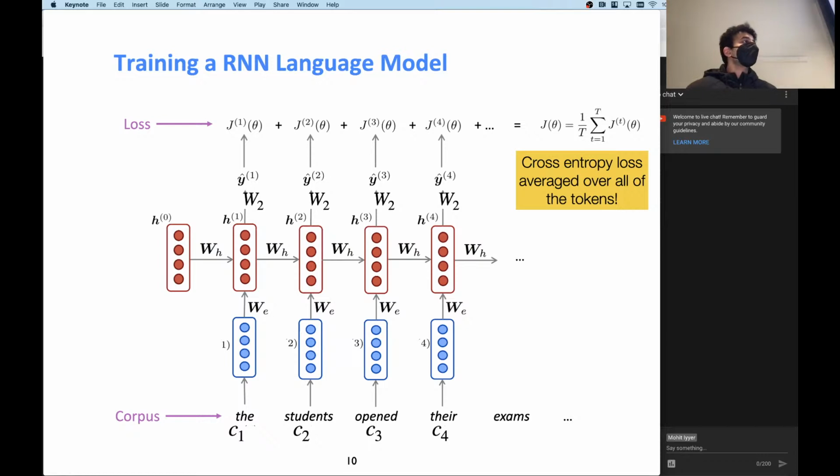Do we update the weights at every step? The question is, do we update these weights, W_H and W_E, at every time step, or do we update the weights after computing all of the losses for a batch? The answer is the latter. You don't do the update until you finish processing all the sequences in one batch. You compute the mean loss, and then you backprop into those.